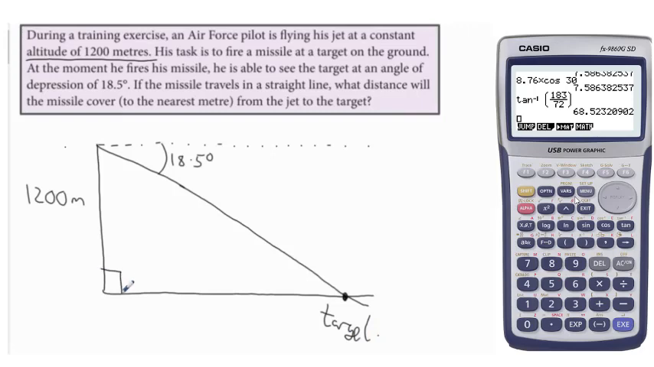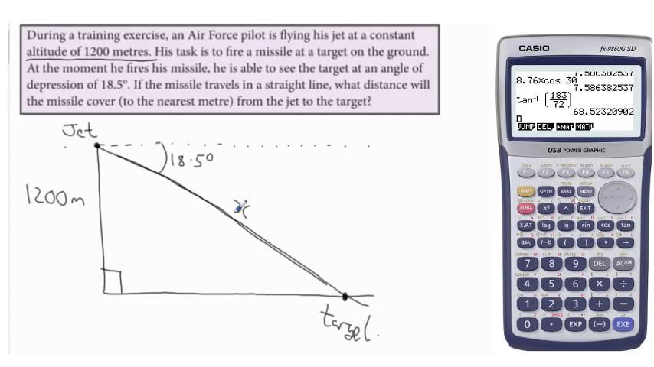Then what we're trying to find is the distance that the missile covers. It says it travels in a straight line, so it goes from the plane, that's the jet's position there, all the way to the target along a straight line. So that is what we want, this x, or you can call it d for distance if you like. So what we need is an angle in the triangle.